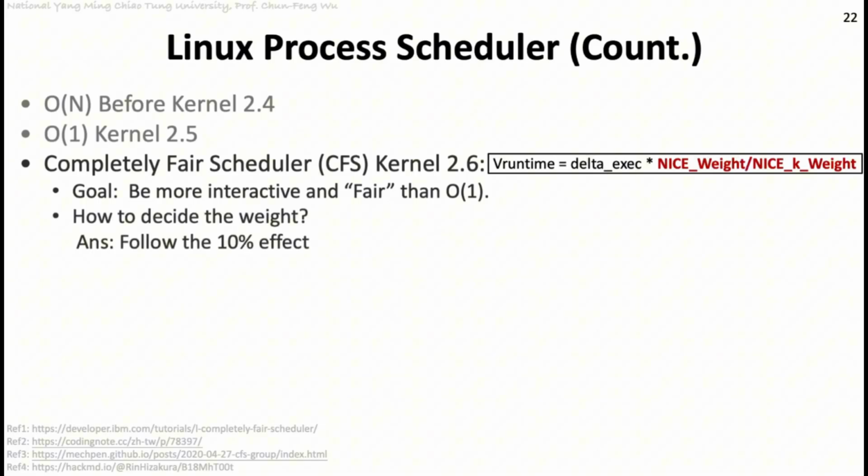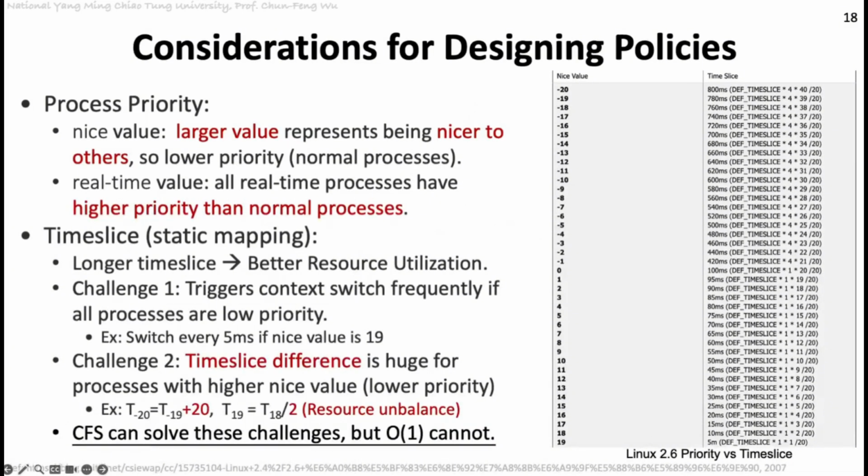But here comes the problem. How to decide the weight? Remember, we talked about if we use static mapping, the question is for the low priority one. Let me remind you of this one. If we use static mapping here, it means given a nice value, we can quickly get the time slice. For this case, there is a resource imbalance because for a low priority process, the time slice is so huge. I mean, the gap is huge. There's 5 milliseconds and there's 10 milliseconds, right? It is not that fair.